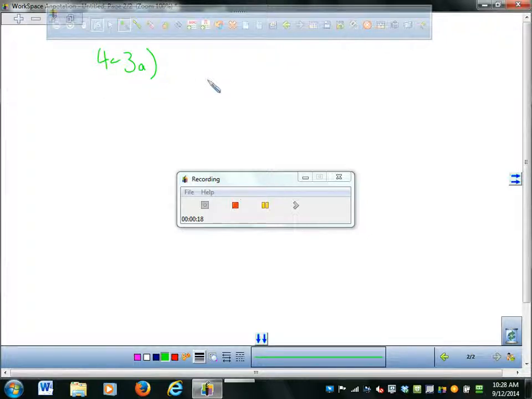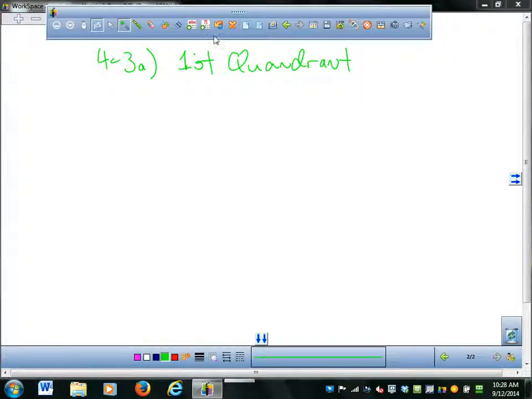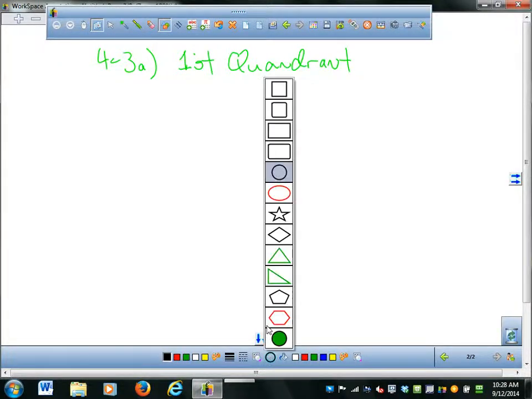Right triangle trig takes place in the first quadrant. So we're talking about angles in the first quadrant. All angles in this case are positive, and all sines and cosines are positive, which makes things kind of nice. And then, if you have a right triangle, let's see if I can make a right triangle.